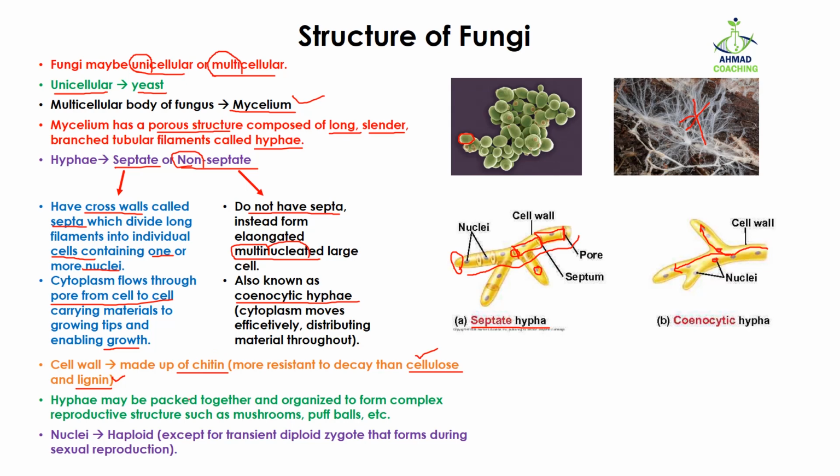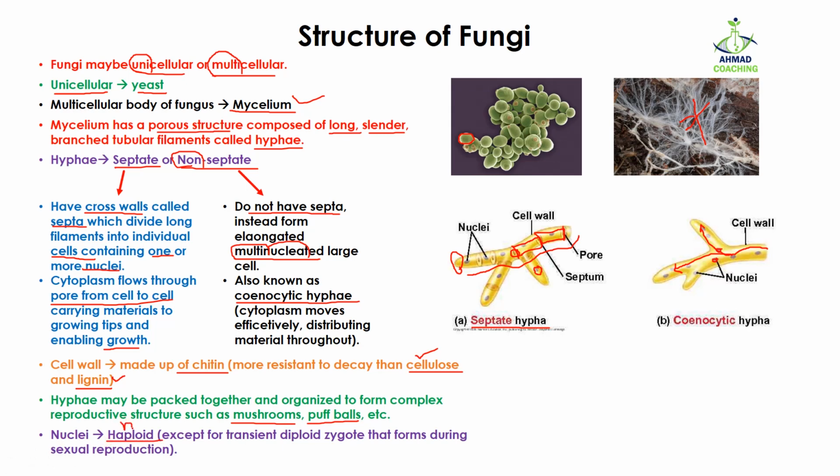The hyphae may be packed together and organized to form complex reproductive structures such as mushrooms or puffballs. These are the structures which help in the reproduction of fungi, and in this way they form the spores, and the spores are distributed to the environment and new fungi will grow. The nuclei in the fungi are haploid.